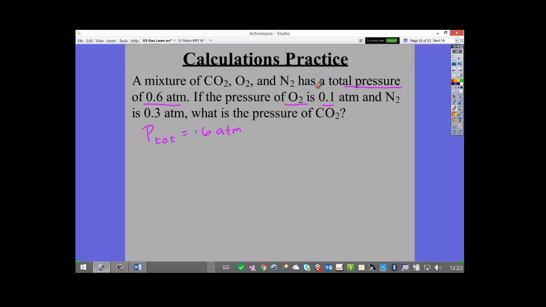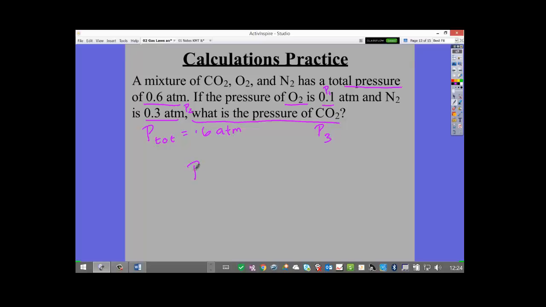And N2 is equal to 0.3 ATM, so that's my P2. What is the pressure of CO2? So this is gonna be my P3.